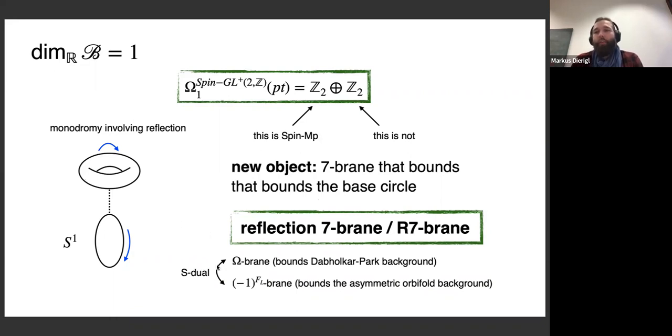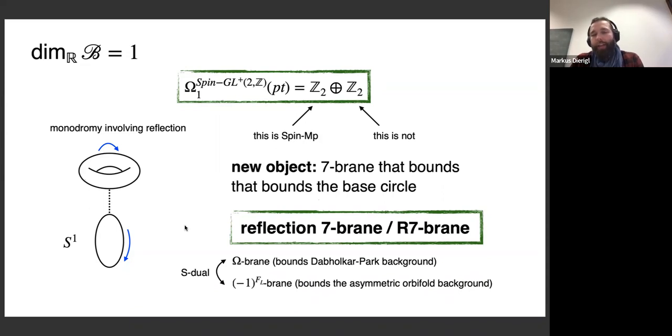And those would be good boundary conditions for well-known 9-dimensional string backgrounds. So there are two variations. You can take the worldsheet orientation reversal given by omega when you go around the circle, then this would be known as the Dabholkar-Park background. You could also take the left-moving fermion number as a monodromy if you go around the circle, then those are known as the asymmetric orbifold background. Those two are S-dual, so they are both generating the same element in here.